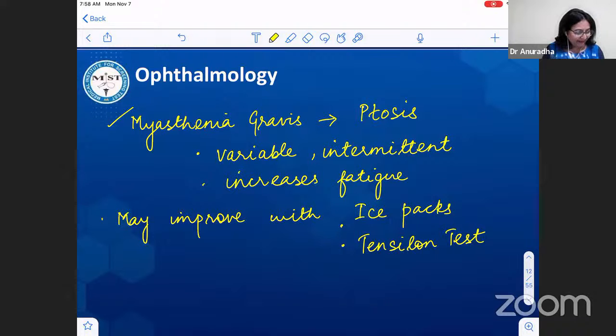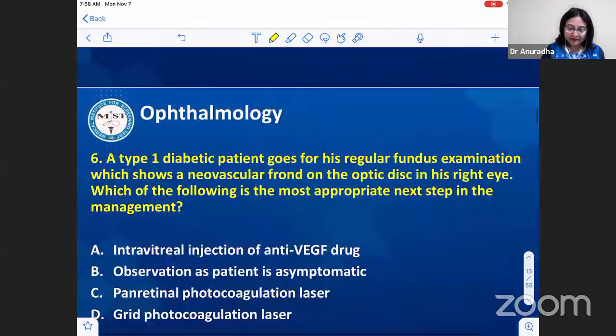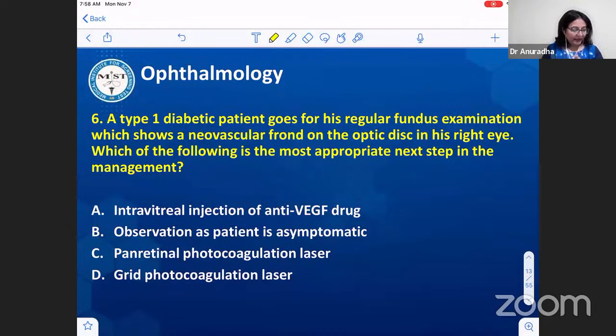Okay, so this was about ptosis and a few important points about myasthenia gravis, which is the Tensilon test. Another drug which you can inject is edrophonium, which again improves the ptosis. Moving on to the next question, beta. Again, an important topic for your exam. Let's go through the question.